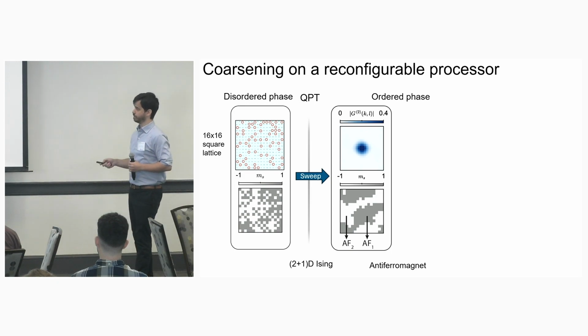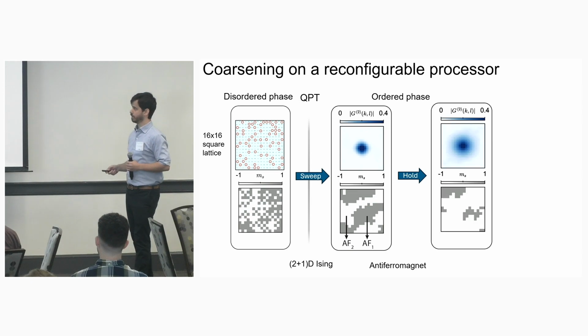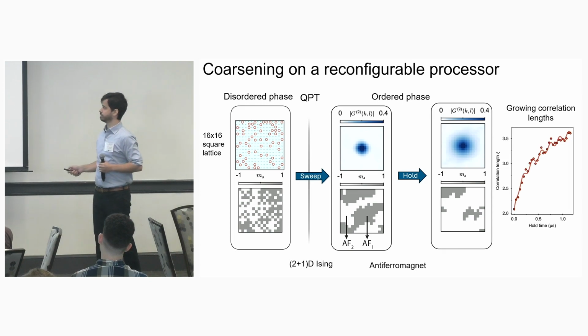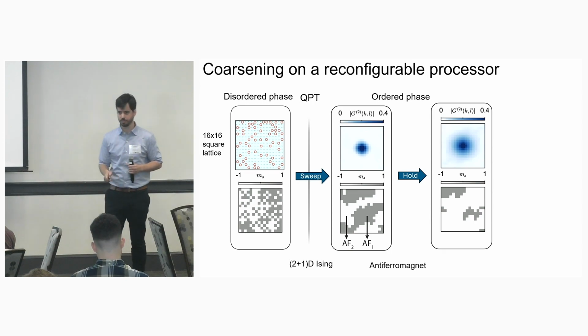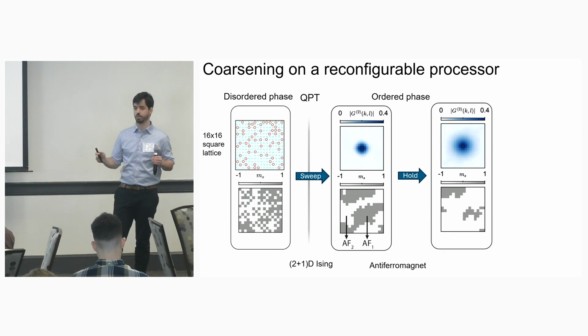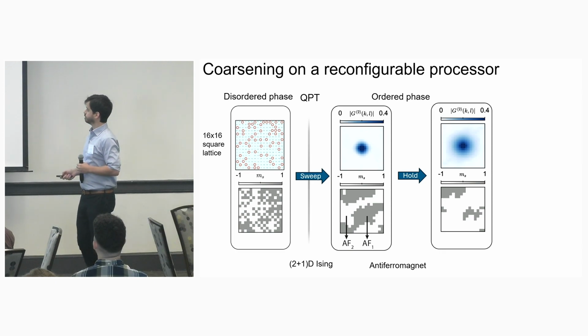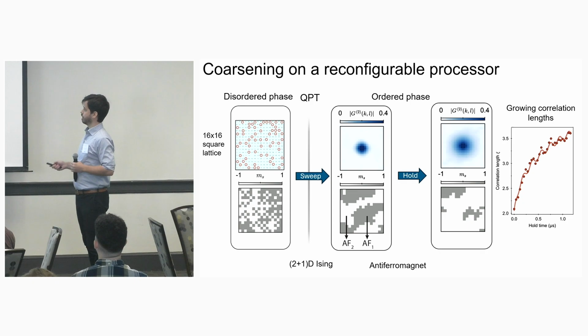And now, after we've gone into the ordered phase, we wait and see what happens. So we hold the system, and we see that the correlation length grows. So again, the correlation function expands. And you see that one of the two orders starts taking over the system. And which of the two orders is actually random between different snapshots. But the system tends towards a situation where one order is dominating the other. And we can quantify this by extracting a correlation length. And we see that as we hold, the correlation length grows significantly.